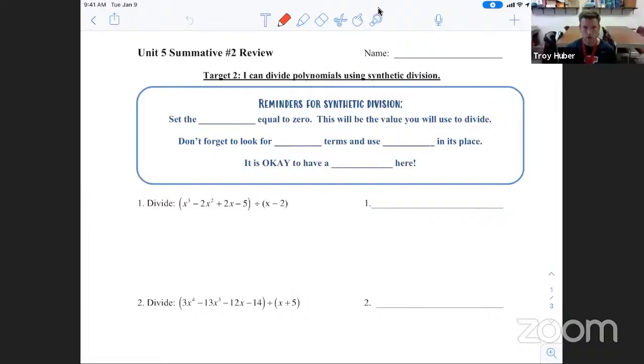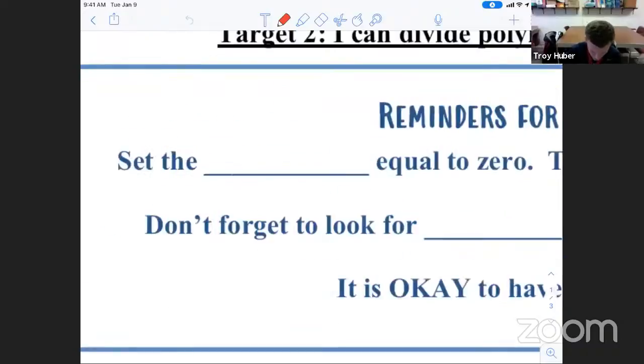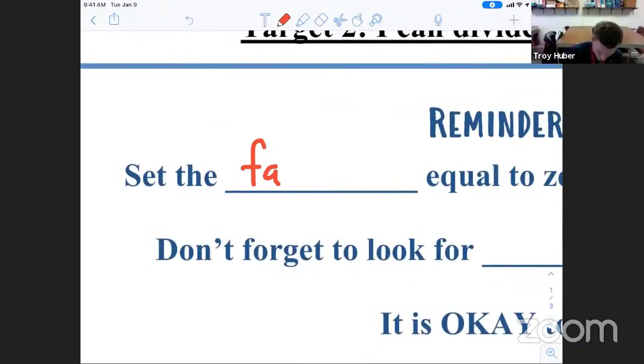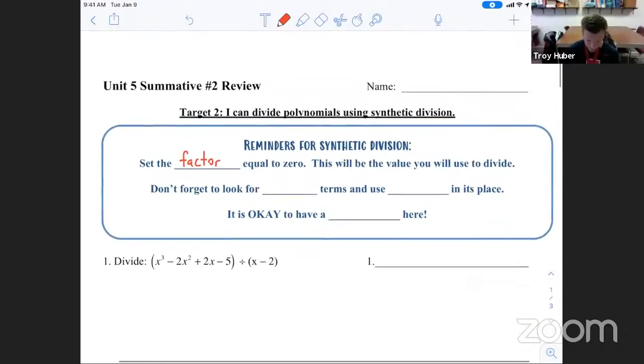So today we're going to be doing some division of polynomials using synthetic division. All right, so here's how we're going to do that. We are going to set the factor equal to 0. So let's go ahead and write in factor. We're going to set that factor equal to 0. This will be the value you will use to divide. Don't forget to look for missing terms and use 0 in its place.